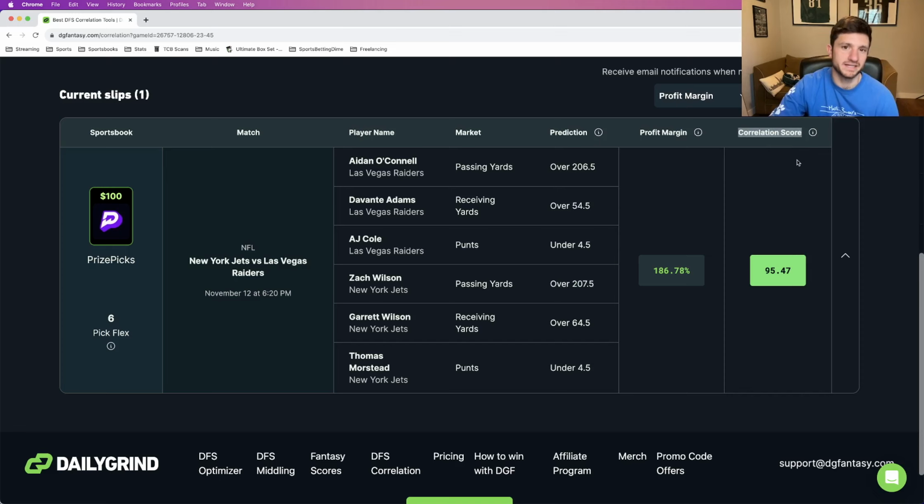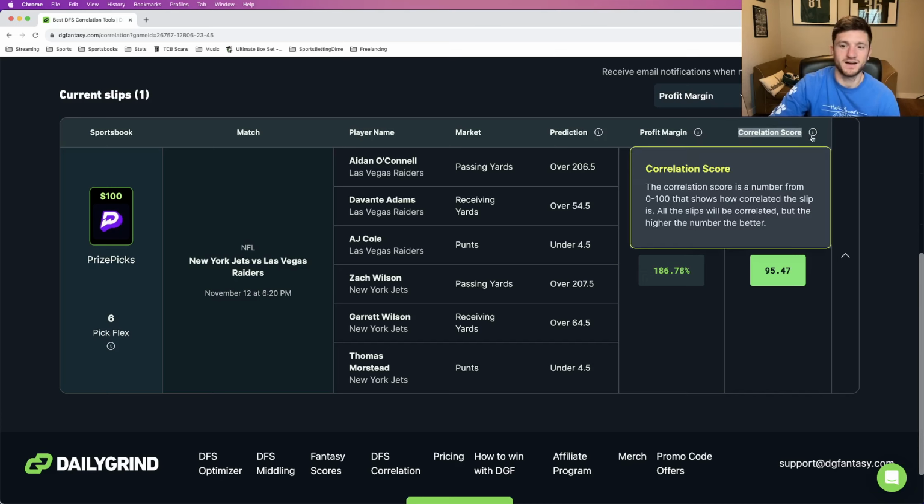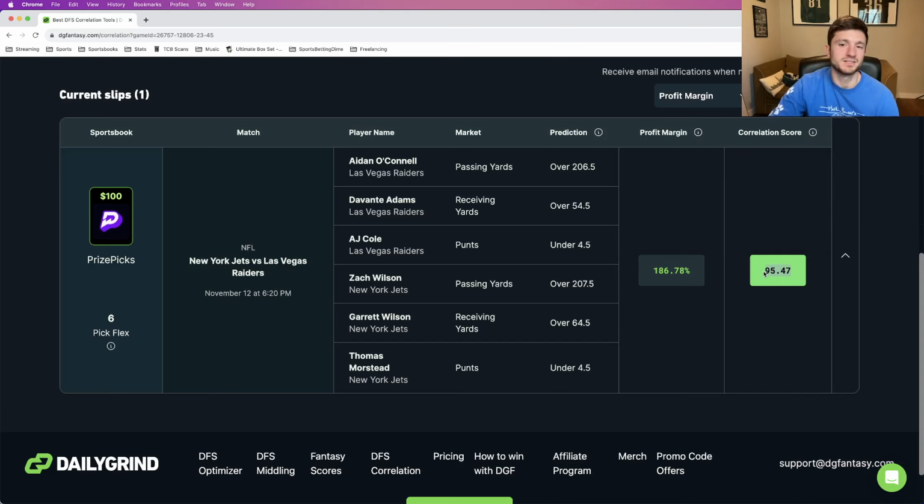Now, there are a couple more things that I want to detail. Number one, the correlation score and the profit margin that you see here. Correlation score, if you click the icon, it'll define anything that you're looking for. All you really need to know about the correlation score is it calculates exactly how correlated the plays are together on a scale of 1 to 100. The math nerd definition is it's calculating the correlation coefficient between each leg, but the dumbed down version is, all you need to know is how correlated is this slip on a scale of 1 to 100. 95.47, it's very, very good.